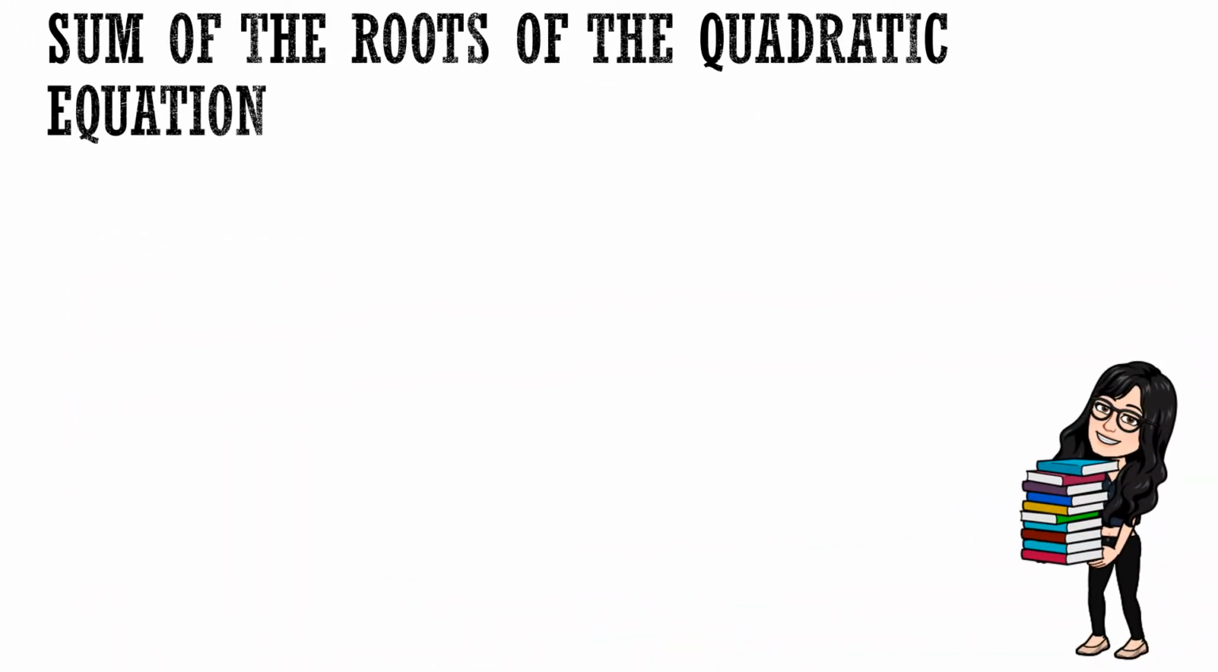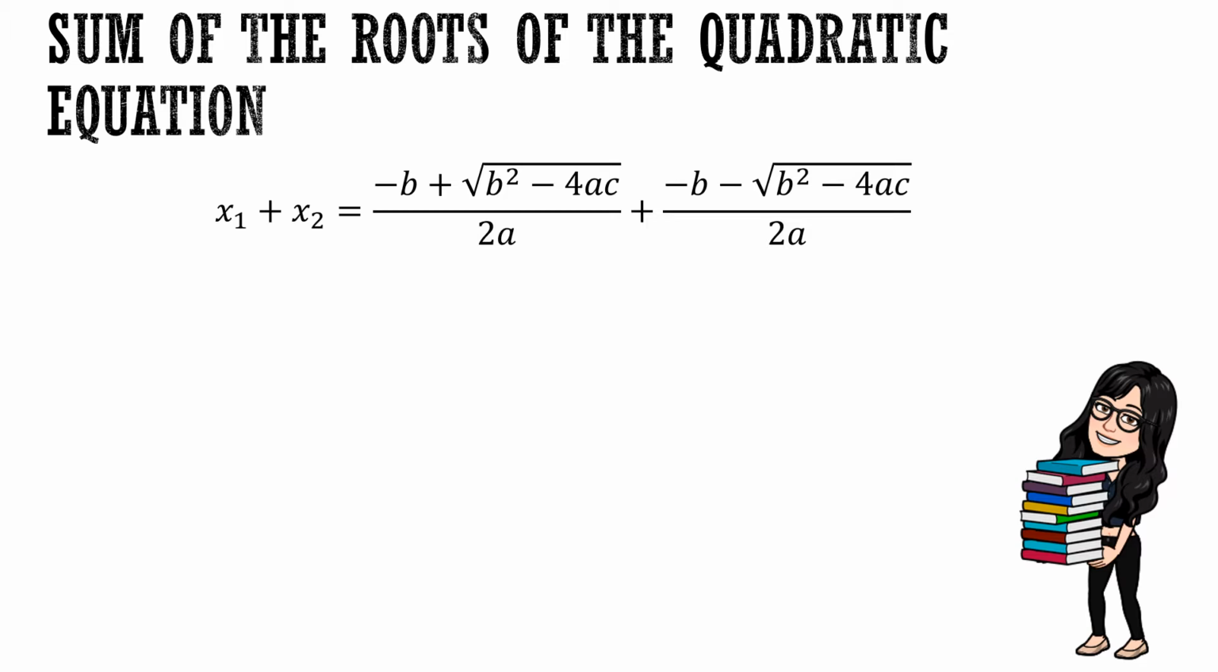Sum of the roots of the quadratic equation. To derive the formula, we have x sub 1 plus x sub 2 equals negative b plus the square root of b squared minus 4ac over 2a plus negative b minus the square root of b squared minus 4ac all over 2a. Since the given fractions are similar, we will just simply add the numerators and copy the denominator. Since in this case we have plus and minus, the two given terms will be subtracted.